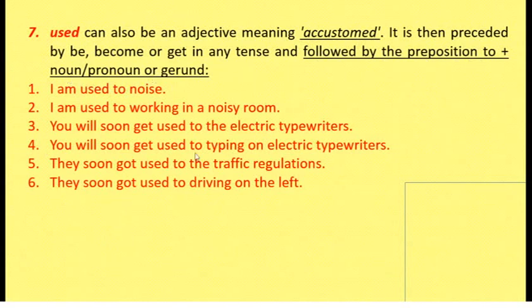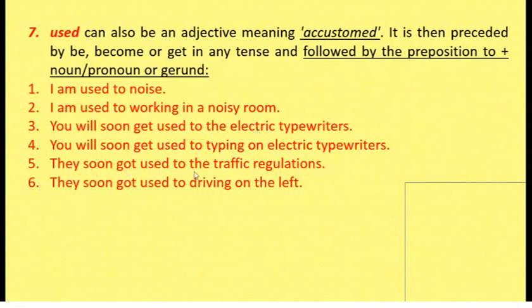Let's see the examples. I am used to noise. Here preposition to plus noun has been used. I am used to working in a noisy room. Here preposition to plus gerund has been used. You will soon get used to the electric typewriters. Here the preposition to, a noun phrase has been used. You will soon get used to typing on electric typewriters. Here after preposition to, gerund has been used.